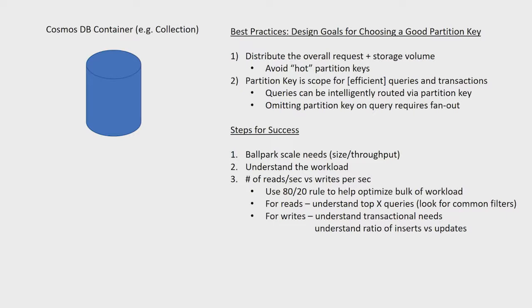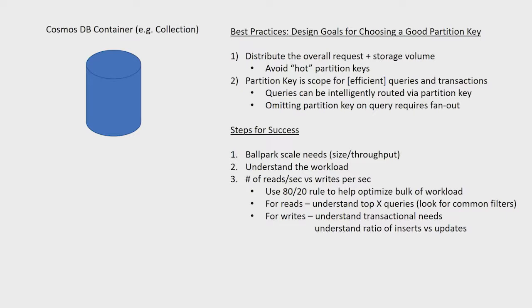In that where clause, you're going to identify common filters, and if you see the same property being queried over and over again across different queries, basically you now have a very good list of candidates for what a good partition key might be. For writes, you want to understand the transactional needs. A stored procedure or a multi-record transaction is going to be scoped to a single partition key value, so you do want to take that into account.